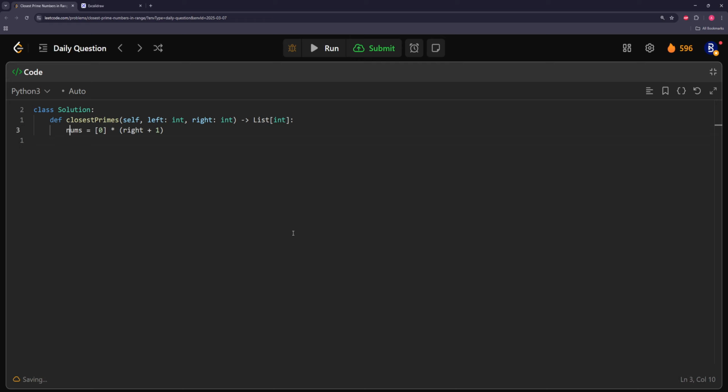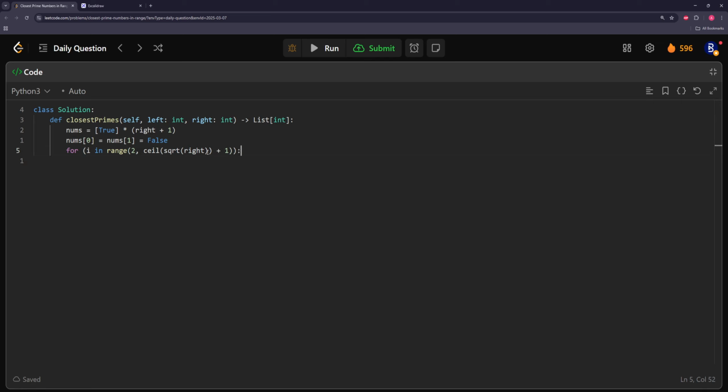Okay, and not 0. We're going to mark them all as prime. So we'll say true is prime. We'll say nums 0 and nums 1 are not prime, because 0 and 1 are not prime. Then we're going to loop from 2 to the square root of right plus 1. This actually should be the ceiling, because this will be a decimal, so we can round up.